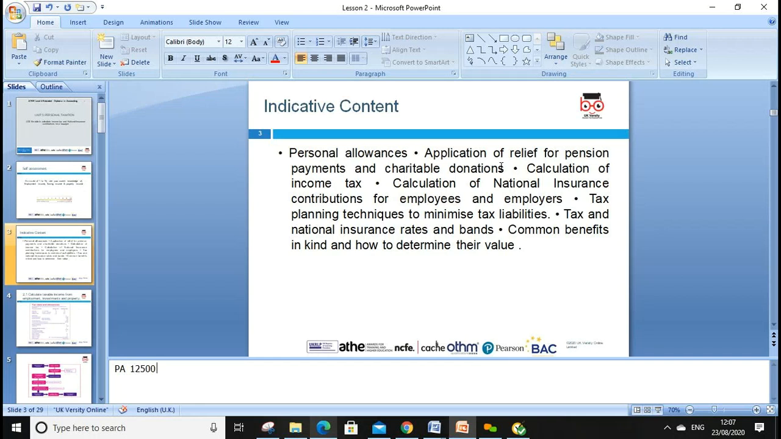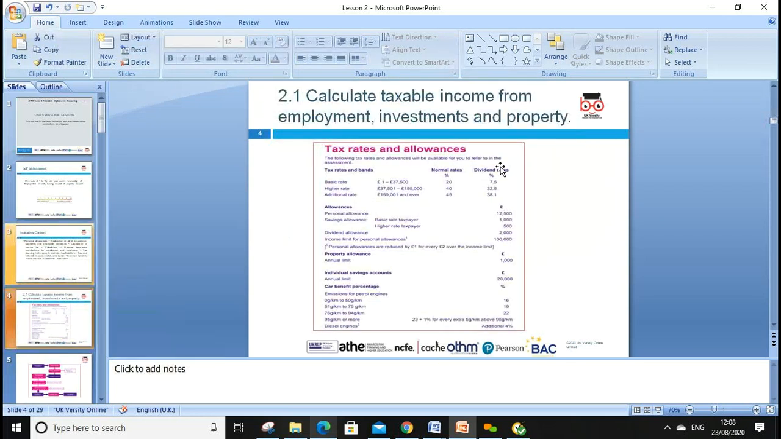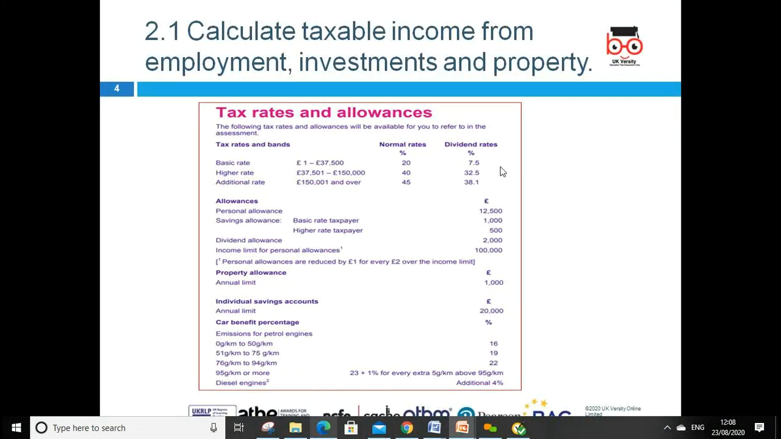What is the personal allowance? Anybody knows the personal allowance in the UK tax? 12,500 is exempt. So every year, anybody who earns up to 12,500 will be exempt. There won't be any tax on it. If you earn more than this amount, there will be tax. First, up to 34,500, 20% tax will apply. If you're earning more, it will be the higher rate, which we'll go through in a minute. These are the rate tables.